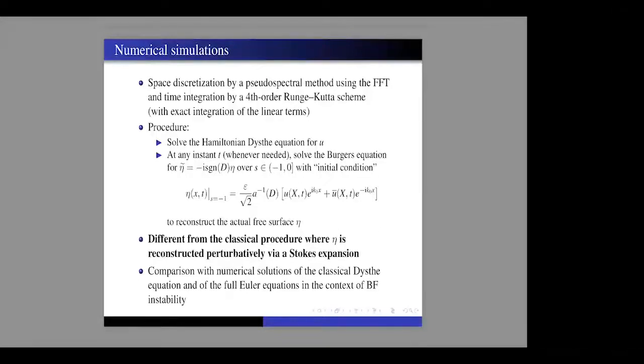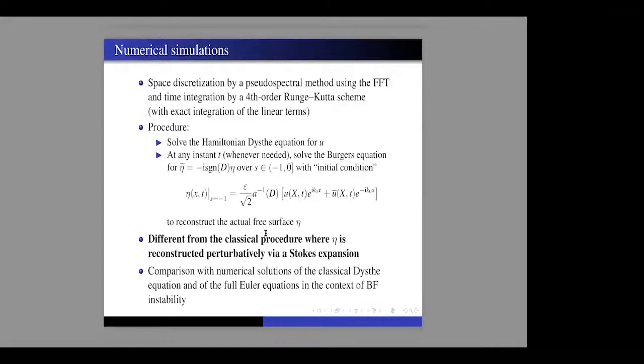And in this context, this is a typical procedure, right? So you solve the Hamiltonian Dysthe equation for U, which is again the wave envelope. But again, keep in mind what you want in the end is the free surface elevation. So you need to solve this additional Burgers equation for eta tilde for s from negative one to zero. So you change back from the transformed variables to the original physical variables, A and C. Right? And the initial condition is given by the modulation ansatz, so U times fast oscillations. And at the end, the solution for s equals zero gives you the actual free surface eta according to the normal form transformations.